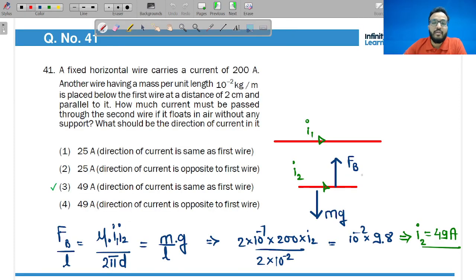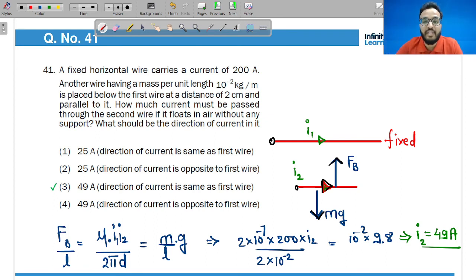41. Now, here this is a fixed wire and below it there is another wire. Now, this other wire is carrying current I2 and we have to find out the direction of the current, and also that the net force on it is 0. So obviously because of mg it is going to go down, but if it is floating in air, that means another force is coming up. And which force can come? Because of the presence of this wire, the other force that is coming is FB, right?